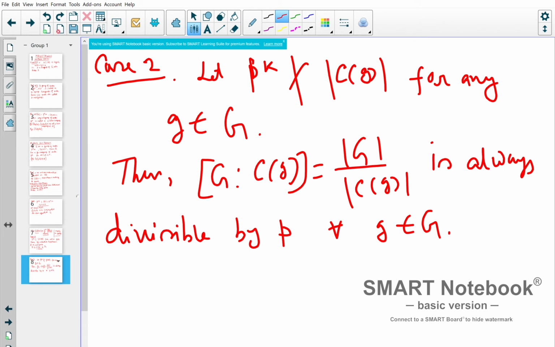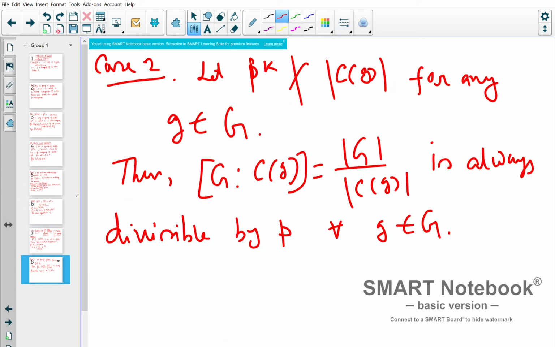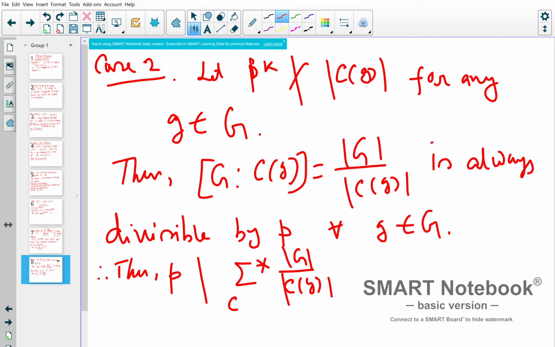For all g belonging to G, p does not divide the order of the centralizer, and hence this index, right? So what does that mean? That means this full sum is divisible by p, right? So thus p divides this full sum, star. Say g not equal to g, all those disappear.